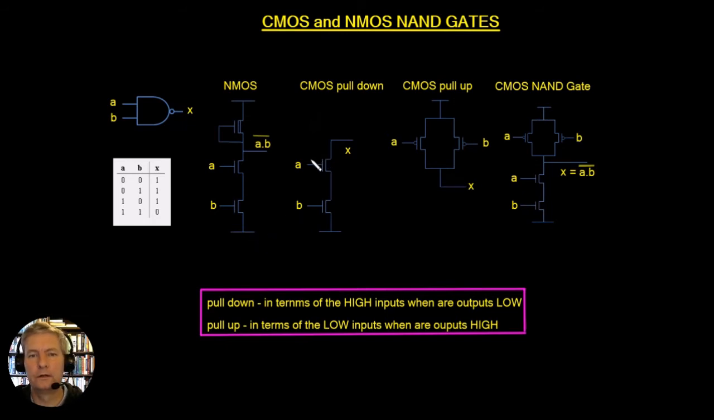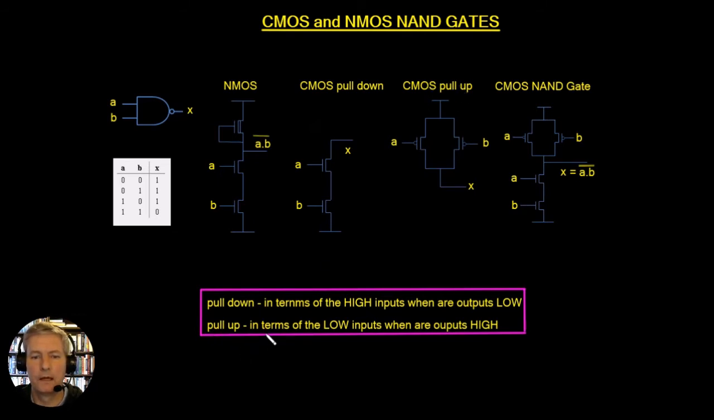Now, whenever we're doing the CMOS design, we're going to have to look at the pull-down network, and we're also going to have to look at a pull-up network. Now, in the pull-up network, we look at the opposite. We look at it in terms of the low inputs, which give us high outputs. So let's take our time and we'll work through the two possibilities, one for the CMOS pull-down, one for the CMOS pull-up, and then we'll add both of them together and we'll get our final CMOS NAND gate, which is this structure here.